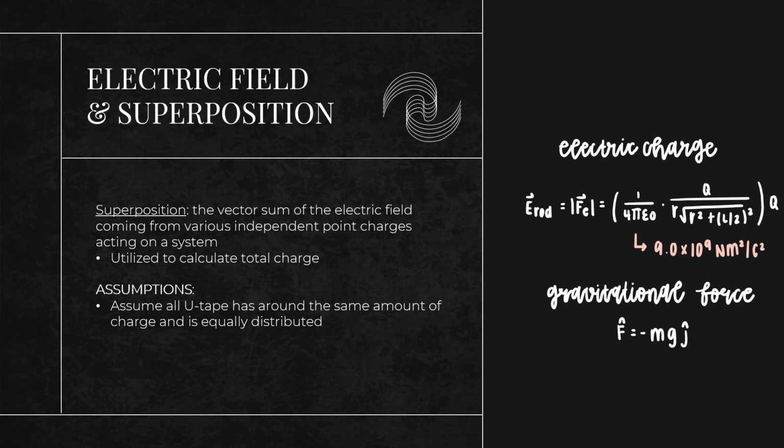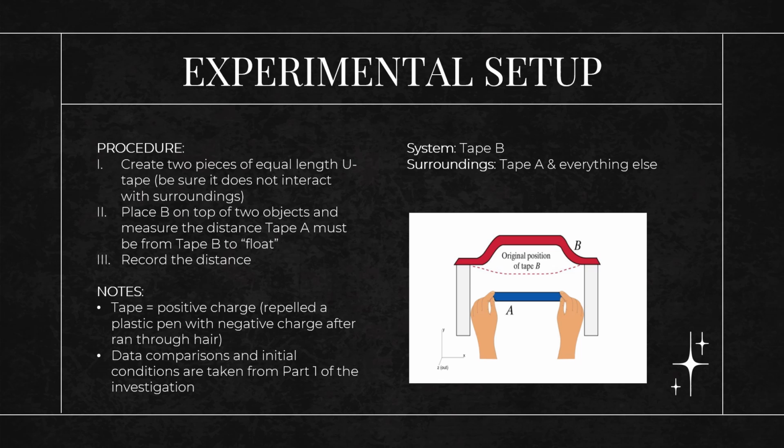And some assumptions that you should know for this lab is we're assuming that the U-tape has around the same amount of charge and is equally distributed. The experimental setup is identical to lab 1, and the data comparisons and initial conditions are taken from that video. So basically the system is tape B, its surroundings are tape A and everything else.